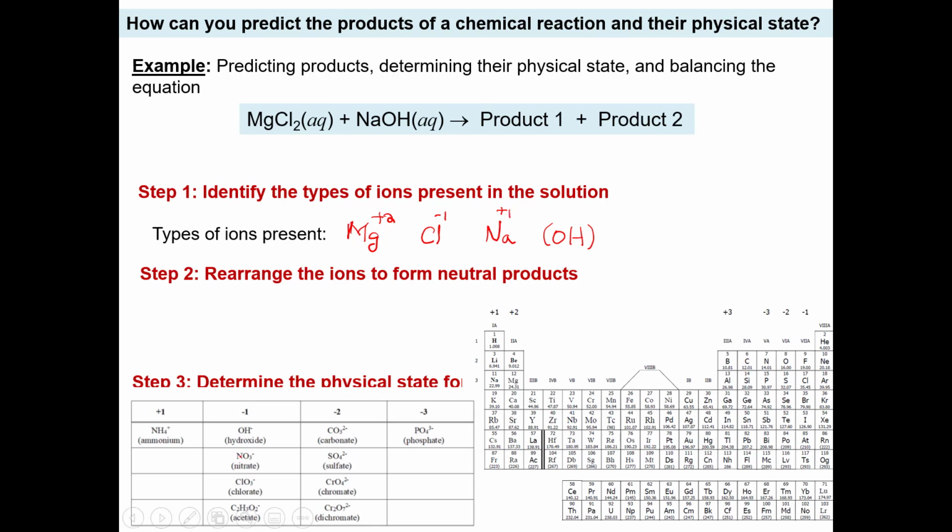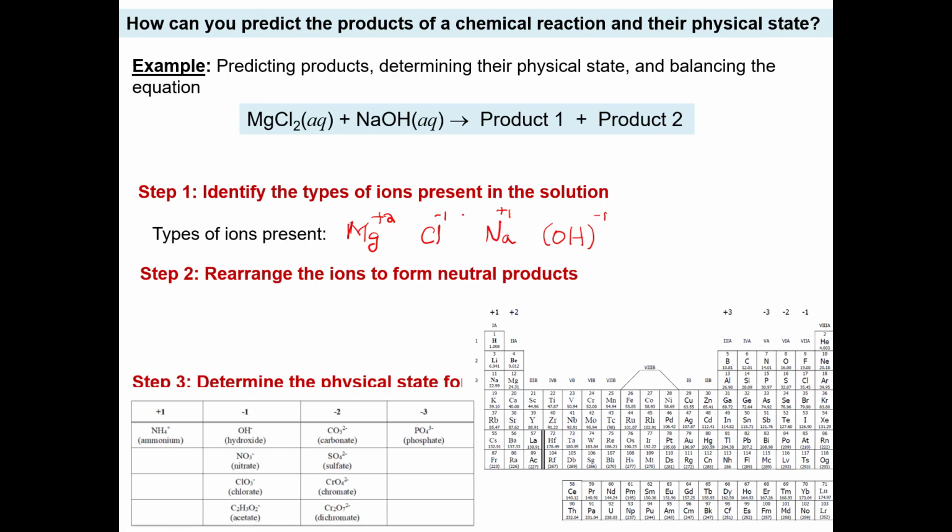And hydroxide is -1. Now the next thing is we need to rearrange the ions to form neutral compounds. Then always the positive ions we will react with the negative ion. This is one reactant, and this is the other reactant.